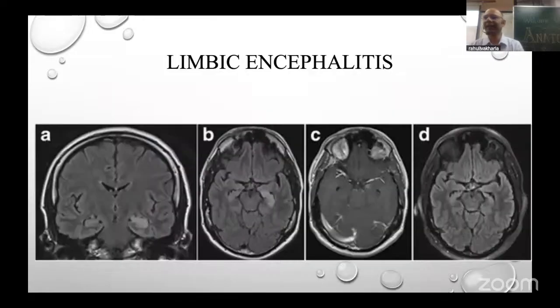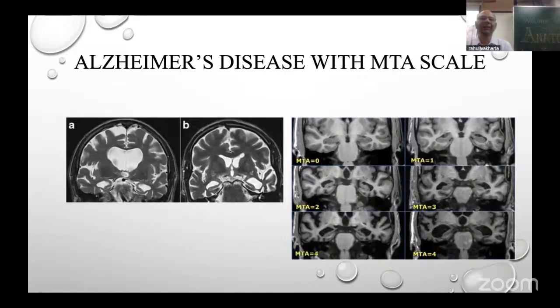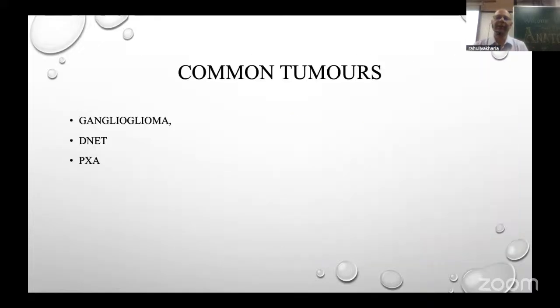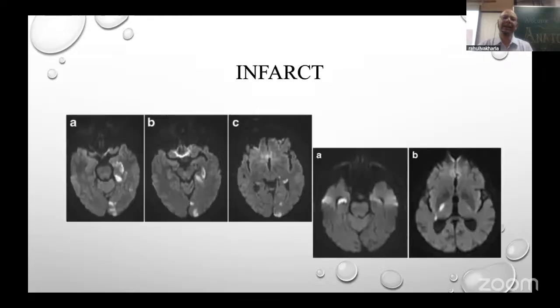This is herpes encephalitis, which typically involves the medial temporal lobes, bilateral and asymmetrical. Limbic encephalitis, as we see. In Alzheimer's, typically the hippocampus gets atrophied, the medial temporal lobe gets atrophied, and there's something called the MTA scale where we tell the amount of atrophy and the hippocampal atrophy. Common tumors that we usually see in the temporal lobe are ganglioglioma, DNET, and PXA.